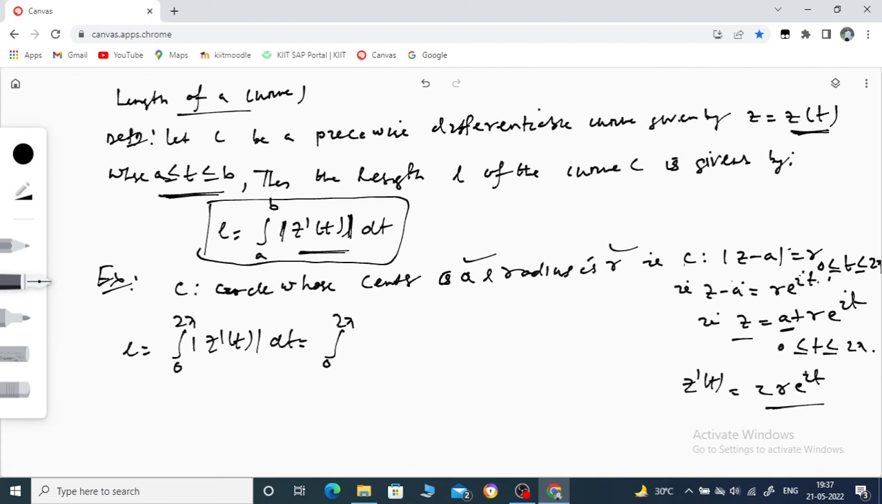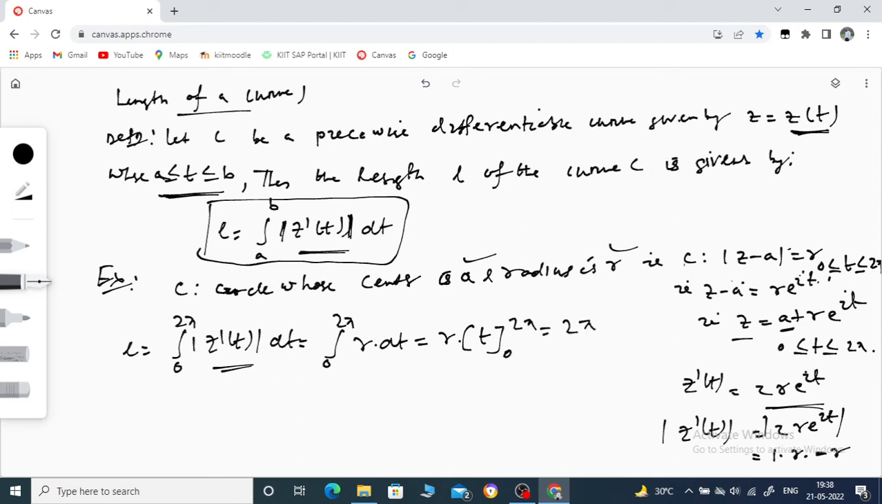So what is the modulus of z dash t? It is the modulus of i r e to the power it. The modulus of i is 1, r is r, and the modulus of e to the power it is 1. So modulus of z dash t is simply r. Then dt. r is a constant, so it can go outside the integration. The integration of dt, or of 1, is t. From 0 to 2 pi, this gives 2 pi r.